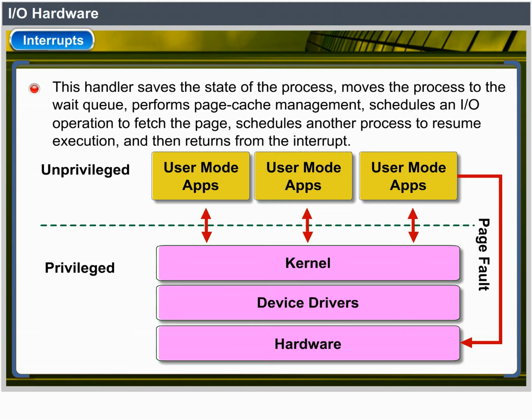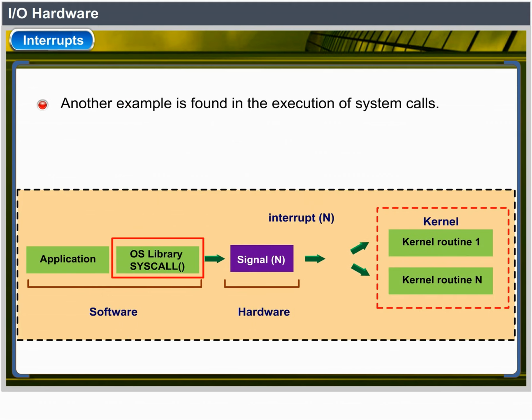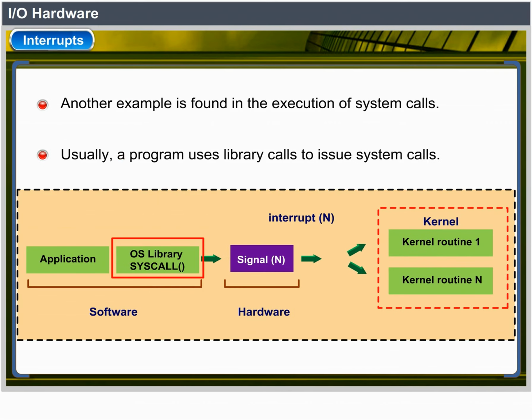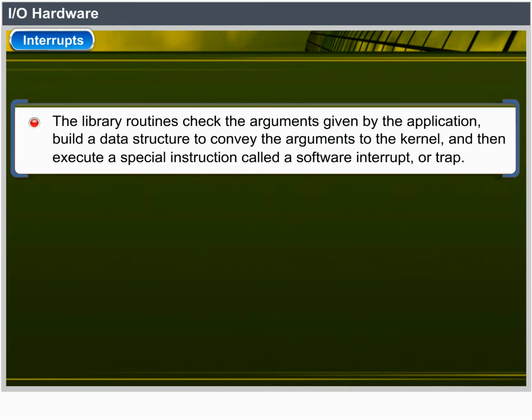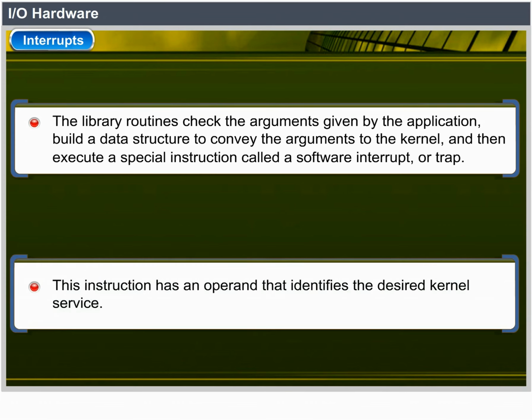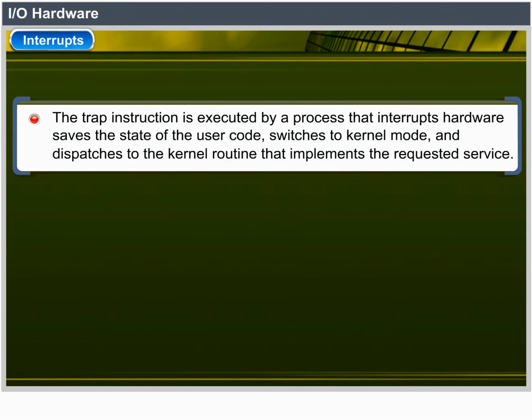Another example is found in the implementation of system calls. Usually, a program uses library calls to issue system calls. The library routines check the arguments given by the application, build a data structure to convey the arguments to the kernel, and then execute a special instruction called a software interrupt or trap. This instruction has an operand that identifies the desired kernel service. When a process executes the trap instruction, the interrupt hardware saves the state of the user code, switches to kernel mode, and dispatches to the kernel routine that implements the requested service.